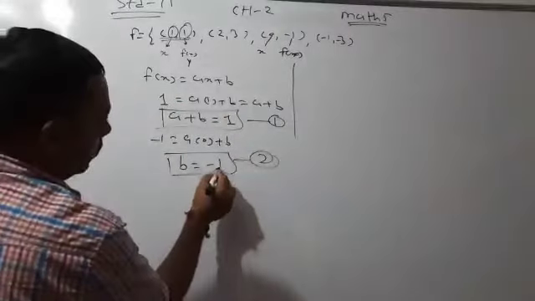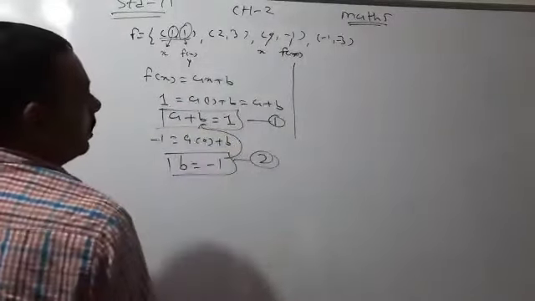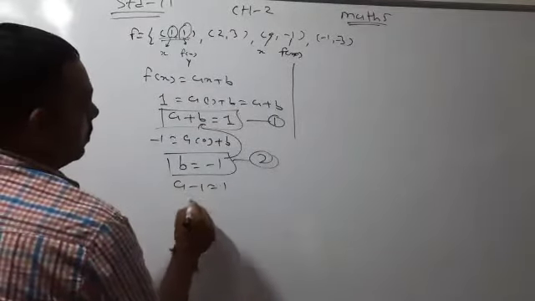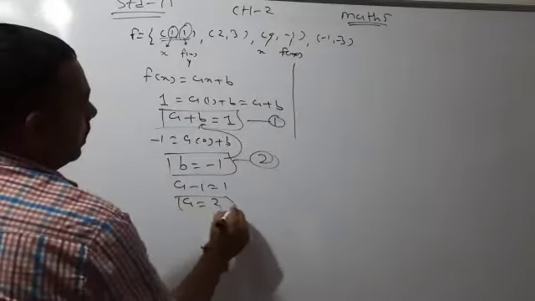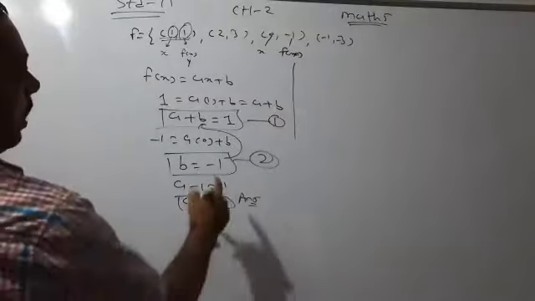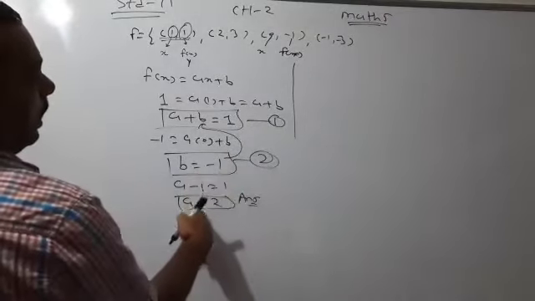Now substitute this value of b equal to minus 1 in equation 1. We will get a minus 1 is equal to 1 and hence a is equal to 2. This is our final answer. So now we are interested to find the values of a and b.